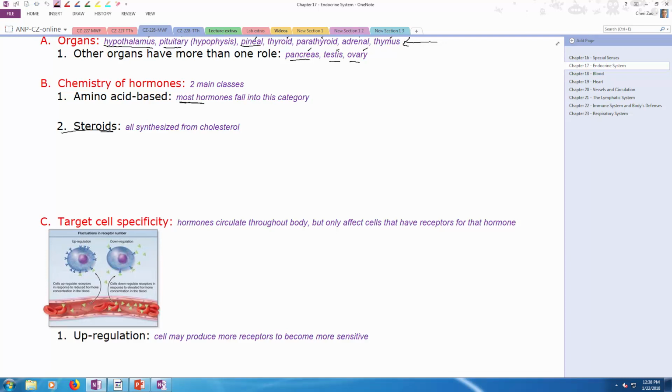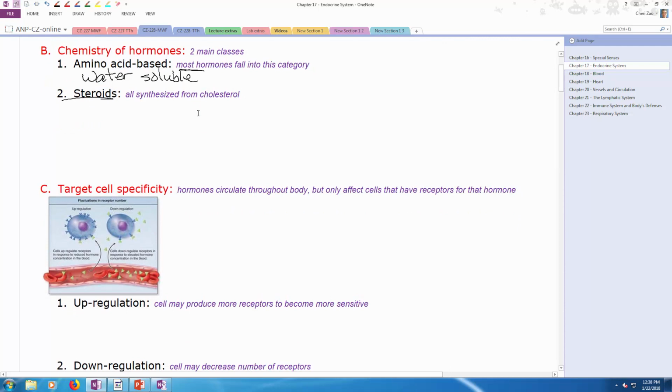And what's important about the amino acid based hormones is that they are actually considered water soluble. So they can be dissolved in the plasma of your blood. And most of our hormones indeed fall into this category. Steroid-based means that they are synthesized from cholesterol. Are these guys water soluble? No, they are not water soluble. They are lipid or fat soluble. And because of that, they require carrier proteins to transport them around in the bloodstream.